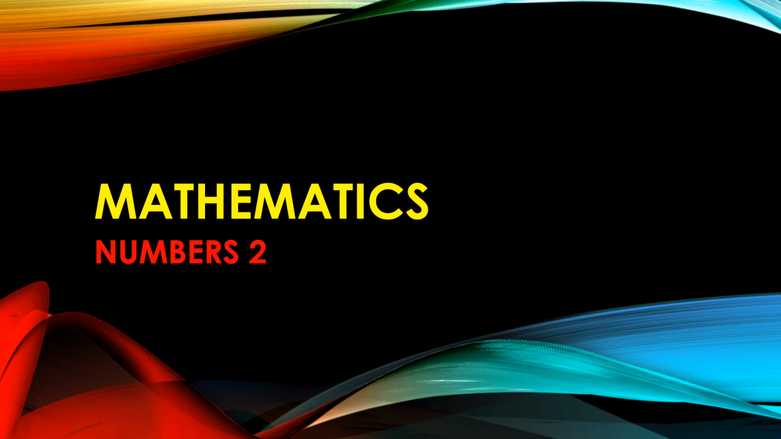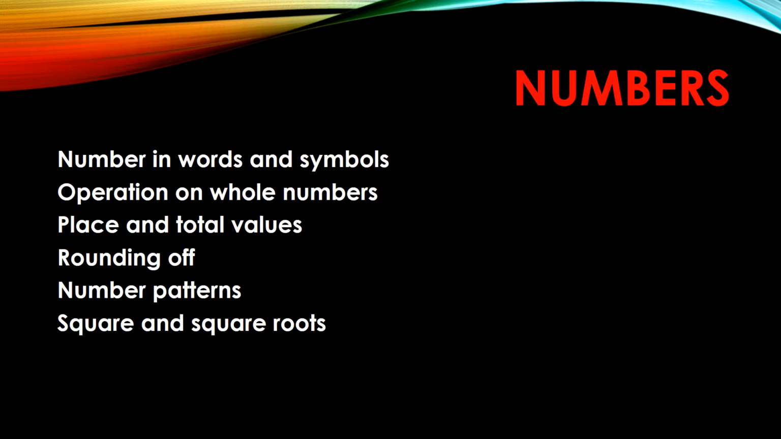In our previous lesson, we were doing numbers, and then numbers 2. We're going to discuss more about this topic, that is numbers. As far as this topic is concerned, we talk about how to write numbers in words and symbols, and how to operate or combine operations on whole numbers, of which we're going to tackle later. Then we talk about place and total value.